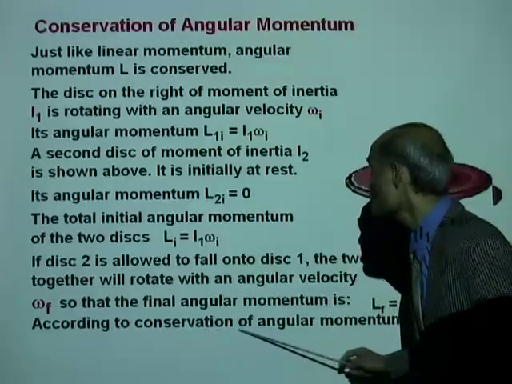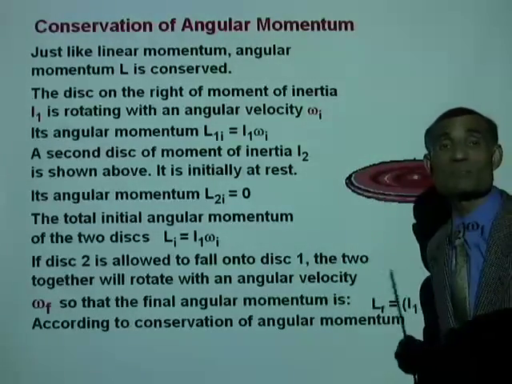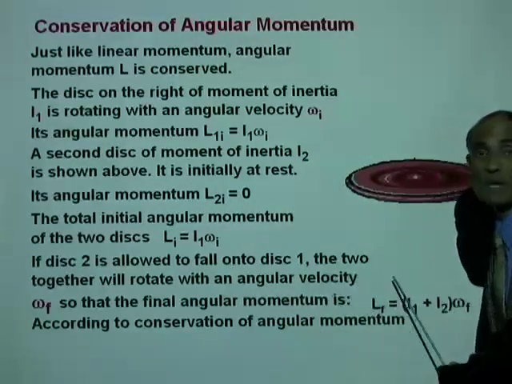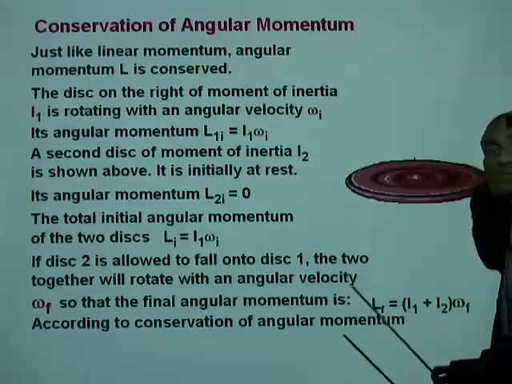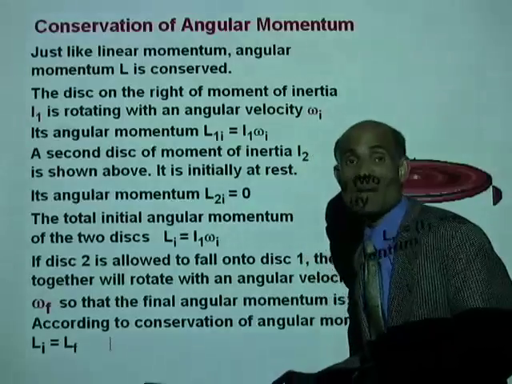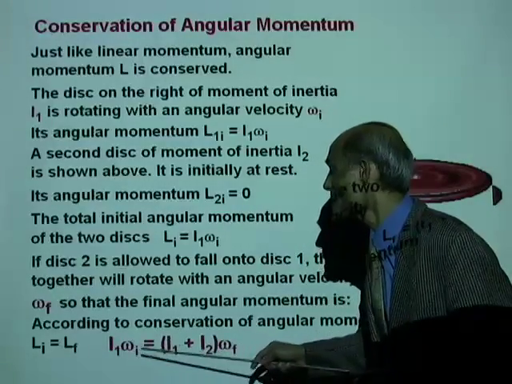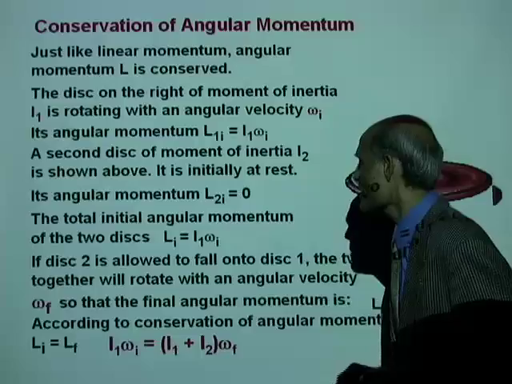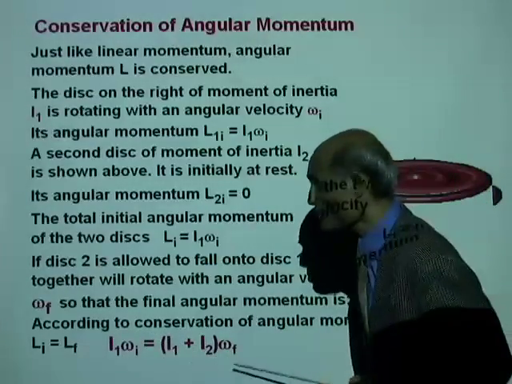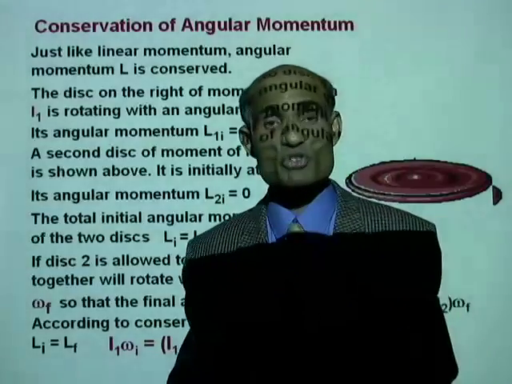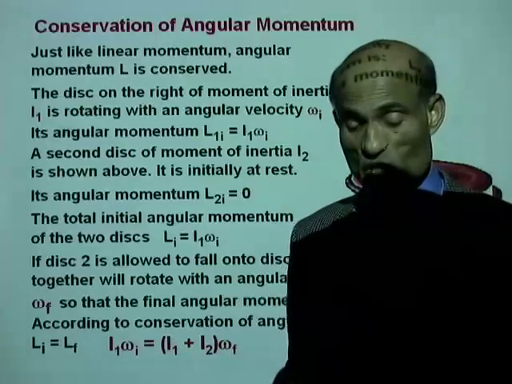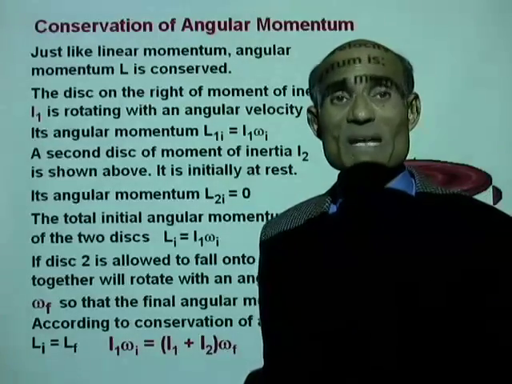Now, according to the conservation of angular momentum, the total initial angular momentum must be equal to the total final angular momentum. Is that right? That means I1 omega I must be equal to I1 plus I2 omega f. Now, this has wide applications and a very, very useful relation: the conservation of angular momentum.